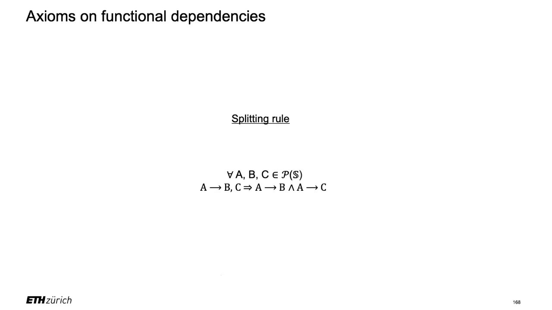Here's another rule. It's called the splitting rule. Here it goes. I already used it actually. Imagine that I know that if I know A, then I know B and C. Do you see that it implies that if I know A, I know B, and if I know A, I know C? Who sees that? Saying it in everyday words is usually enough. So we can split that rule, A functionally determines B and C, into A functionally determines B and A functionally determines C.